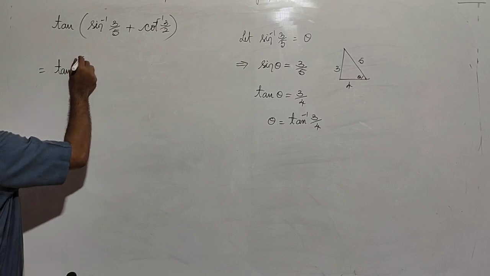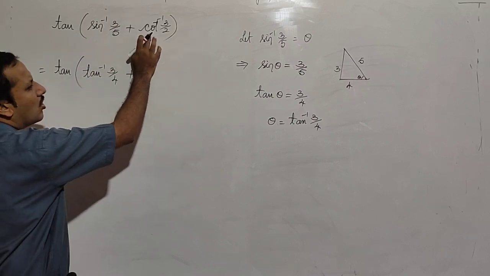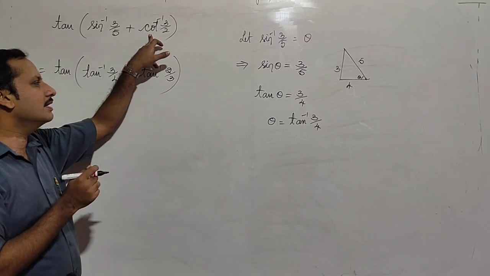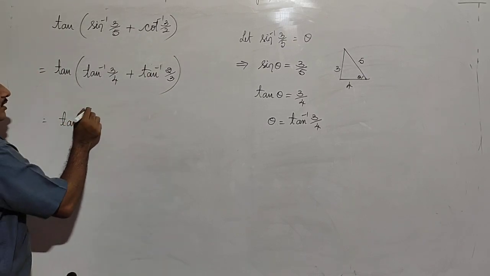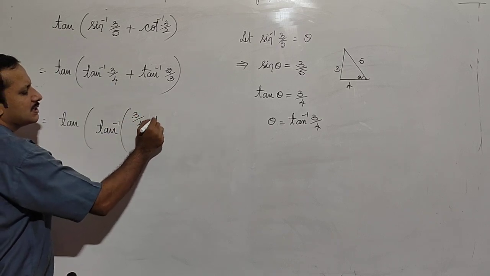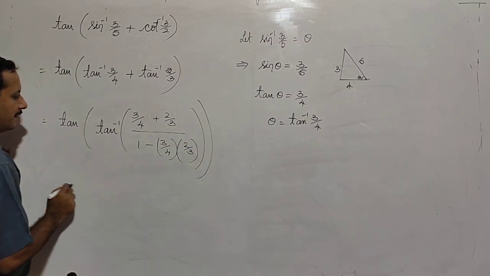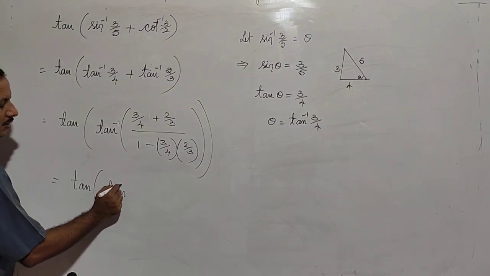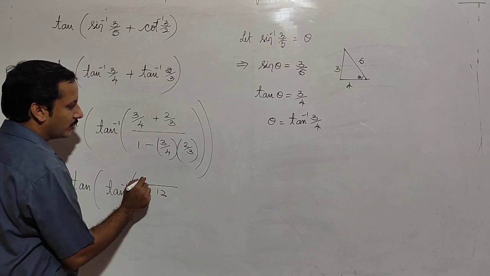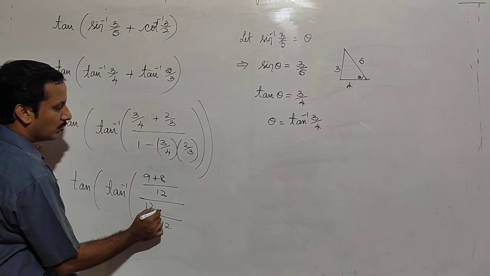Okay. So this is equal to tan of, sin inverse 3 by 5 is nothing but tan inverse 3 by 4, plus cot inverse 3 by 2, which we already know can be written as tan inverse of 2 by 3. Cot inverse x is equal to tan inverse of 1 by x. That's equal to tan of, here you use the tan inverse x plus tan inverse y formula, that will give you tan inverse of x plus y divided by 1 minus x into y. That's equal to tan of tan inverse of, take LCM here, 12 is LCM, 3 into 3, 9 plus 4 into 2, 8, 9 plus 8 divided by, in the denominator also 12 is LCM, this will become 12 minus 6.